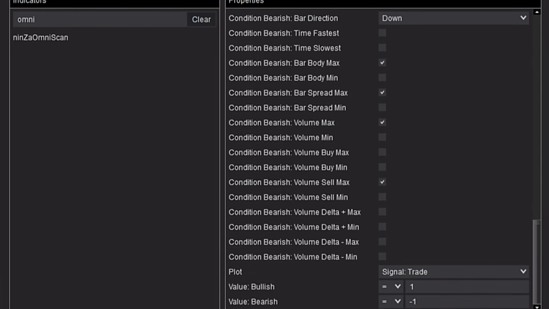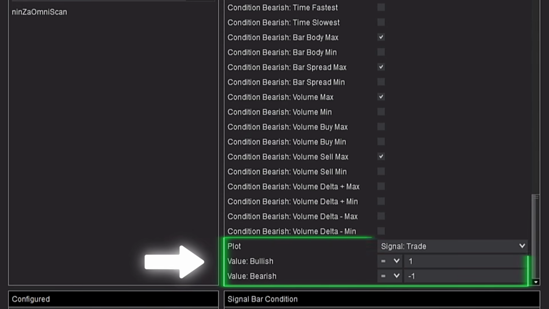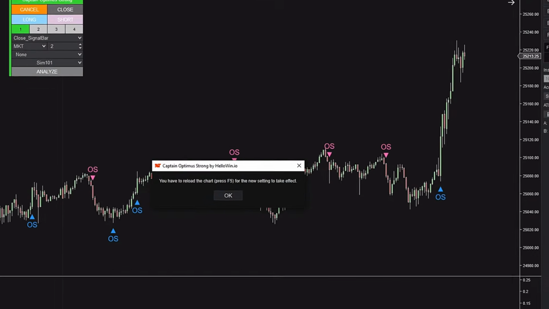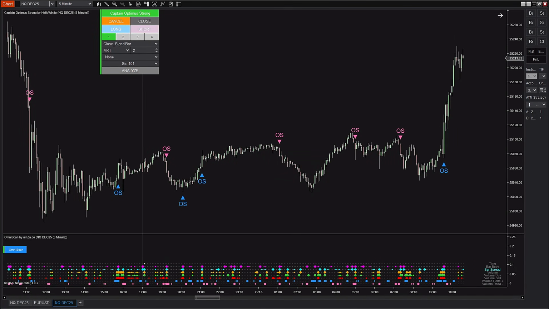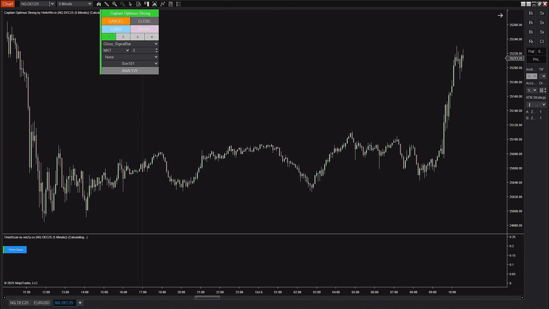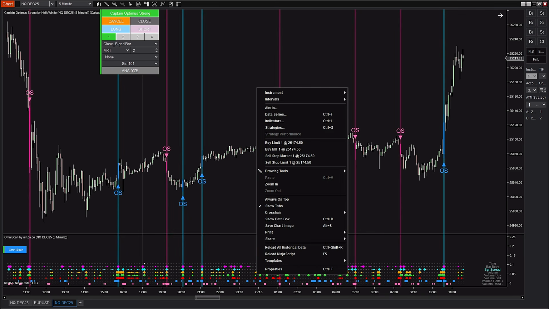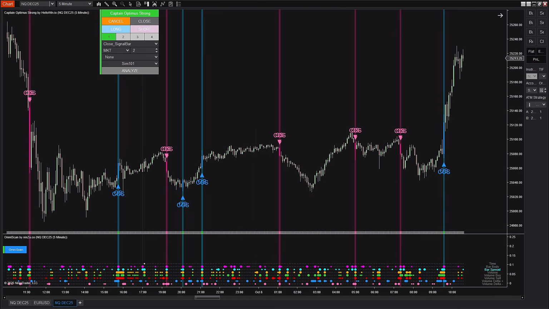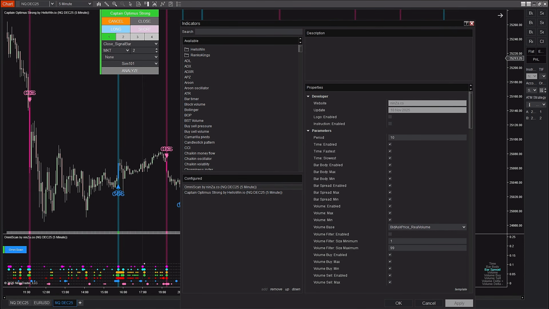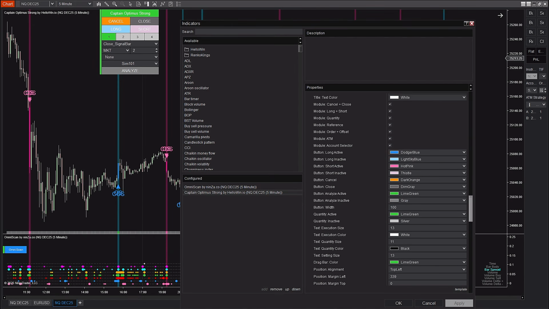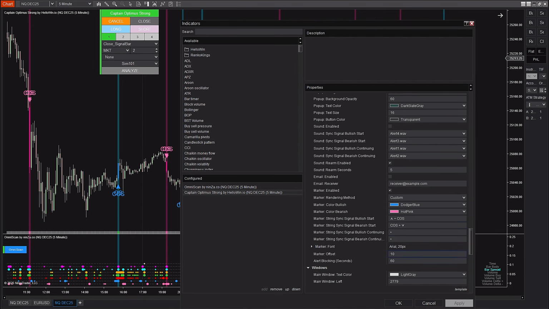And here's a very important note. You must select the correct signal code for OmniSpectrum Scan inside Captain Optimus Strong. Choosing the proper encoded signal ensures that Captain can accurately detect the buy-sell signals generated by OmniSpectrum Scan. If the wrong signal is selected, Captain may miss the signal or execute trades at the wrong time. So make sure that Captain Optimus Strong is linked to the correct encoded signal from OmniSpectrum Scan, allowing the entire system to operate smoothly and precisely.